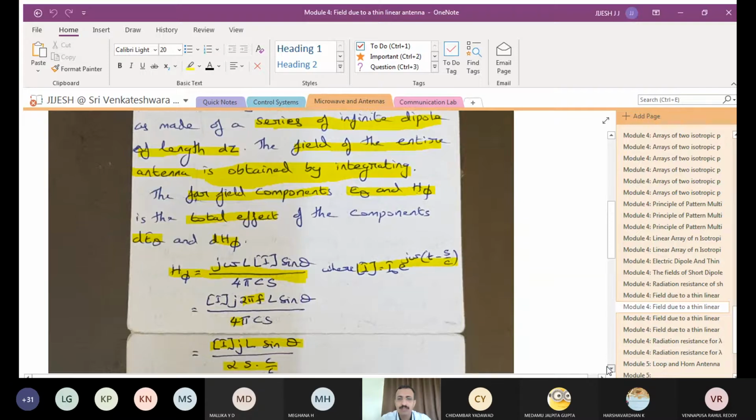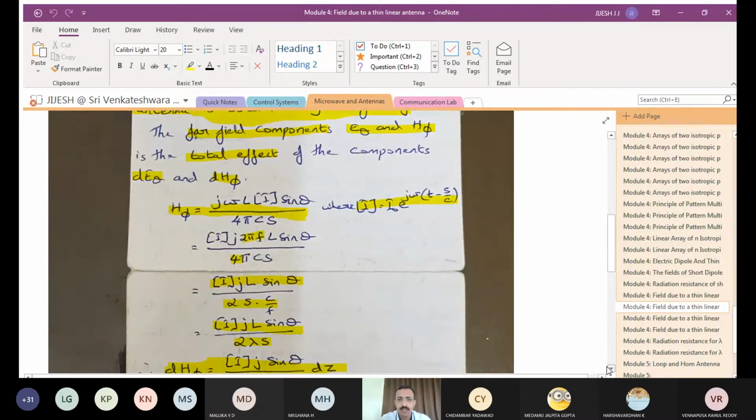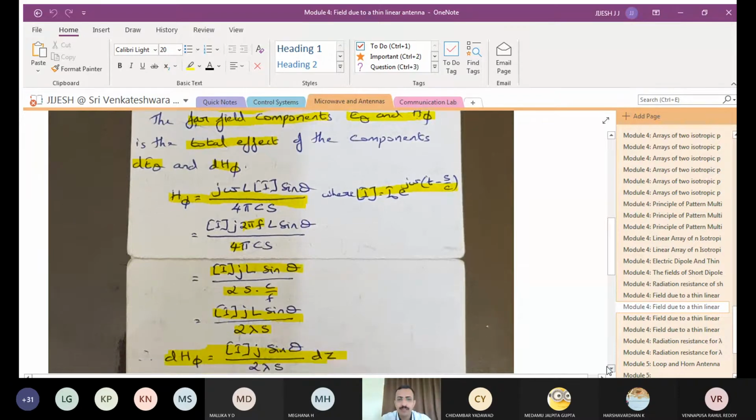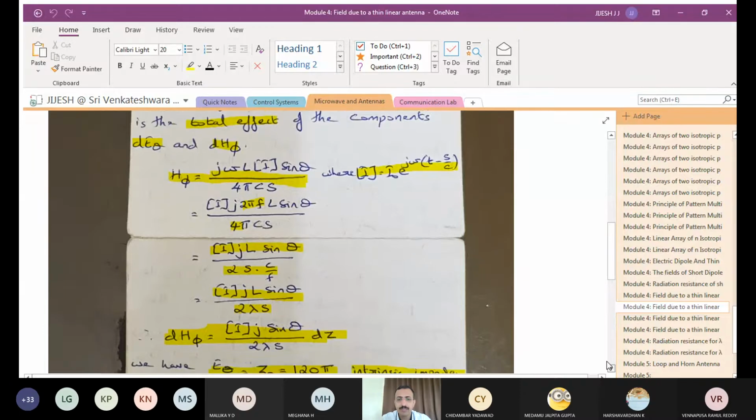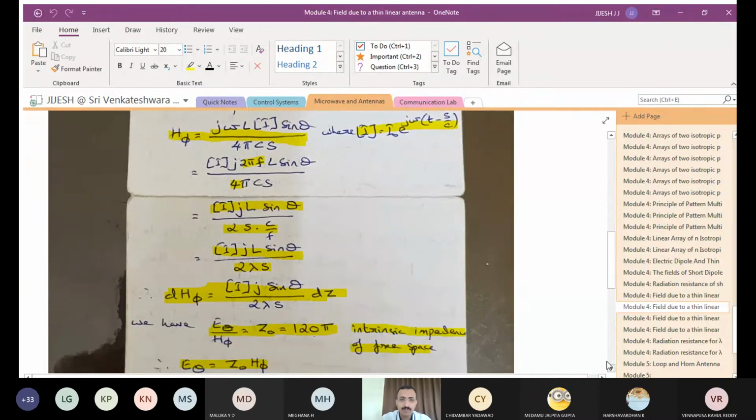What we get here is, we know that omega can be written as 2 pi f, and so when you write it there, the terms get cancelled. 2 pi and 4 pi get cancelled, and you will be left with 2 there. So I j L sin theta divided by 2s, c by f we can write. So c by f we converted as lambda. That is what we did in the previous class. We got the equation for H phi, dH phi, as I j sin theta divided by 2 lambda s dz. This is the equation we ended up with in the previous class.